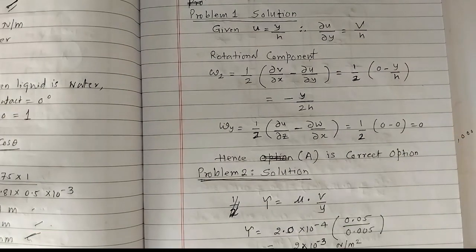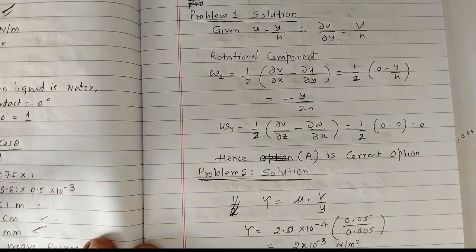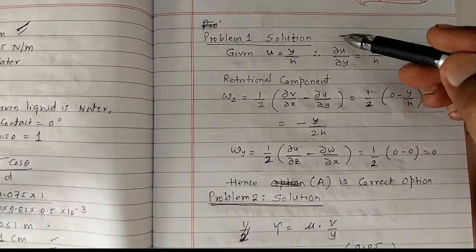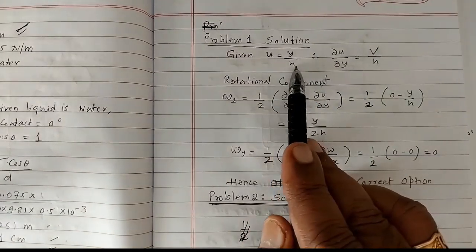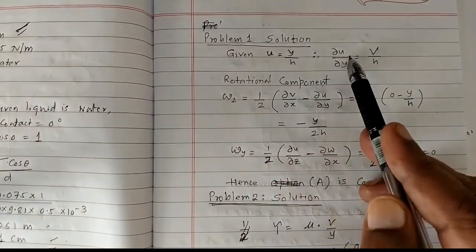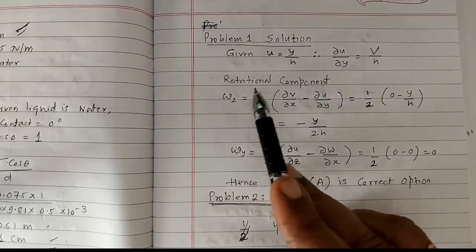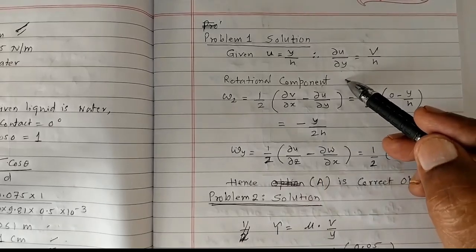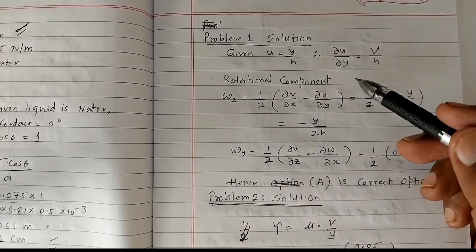So let us understand the solution to problem number 1. Here given u is equal to V y upon h, therefore del u upon del y is equal to V upon h. Okay. Rotational component we'll have to calculate. Rotational component I will elaborate to you in the chapter fluid kinematics.